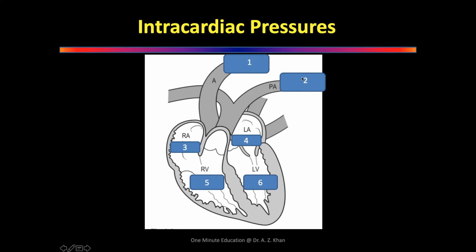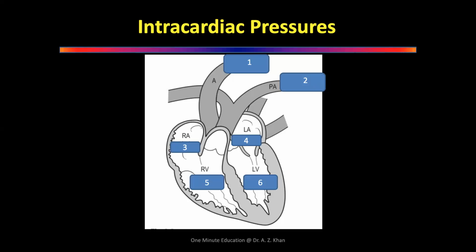What is 2? 2 is pulmonary artery pressure, which is between 15 to 25 millimeters of mercury. You should say 25 to 15. What is systolic and what is diastolic? You have to tell me the systolic and the diastolic number. You always say the systolic first and then the diastolic next. So what is 2? Yeah, 25 to 15. Excellent. Well done.